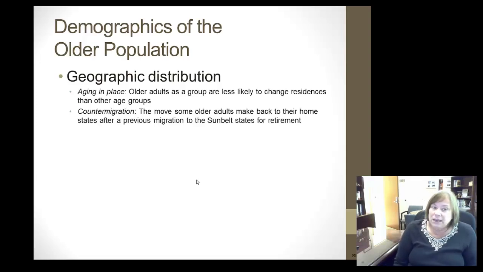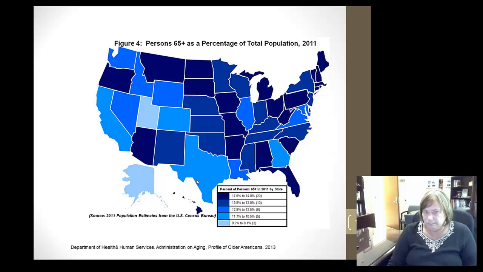Some do stay. Obviously, some do stay here in North Carolina. We have a large older adult population in the Wilmington area because it's a Sun Belt state. But there are some older adults that do move back to their home states, their home place, after a few years being in the Sun Belt states without their family and friends. We call that counter-migration. This is a map that shows people 65 and older as a percentage of the total population. This is dated from 2011.